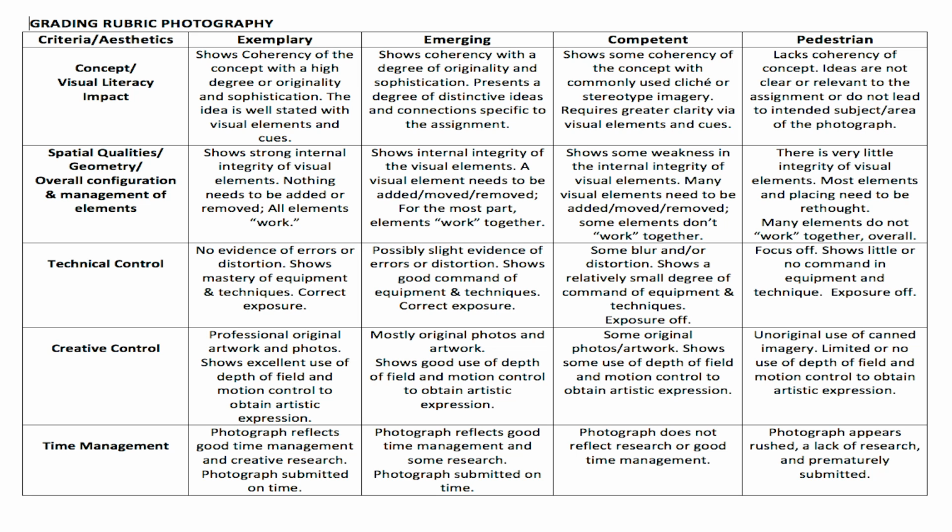Notice that there are 4 different columns, including exemplary, emerging, competent, and pedestrian, which creates a nice sliding scale between the best possible outcome for students all the way down to where perhaps the student lacks cohesiveness or concept or ideas or things like that. This provides not just the student but also the faculty member with a very interesting range of assessments rather than just simply a yes or no or a black and white answer.